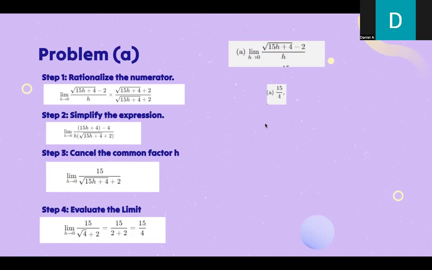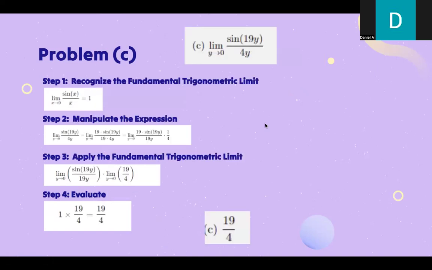Now, let's go to problem C, the other question I forgot to do. First, it's going to be a little tricky. It's not a lot of math here. It's a lot more symbols than math, but that's nothing we can do. First, we got to recognize the fundamental trigonometric limit.